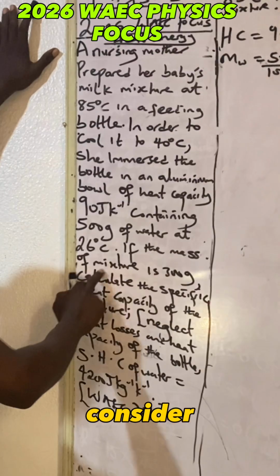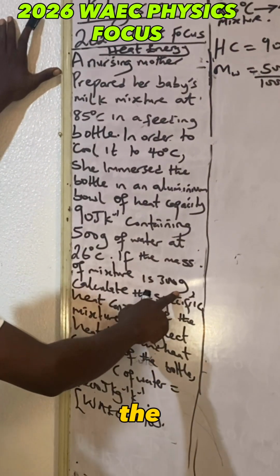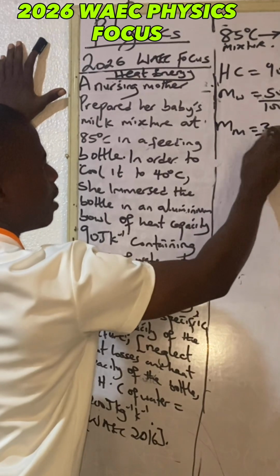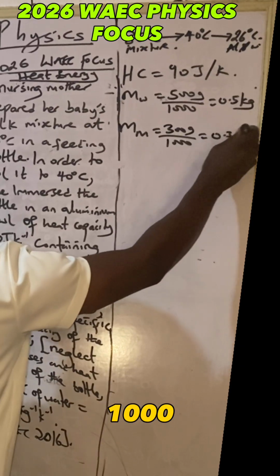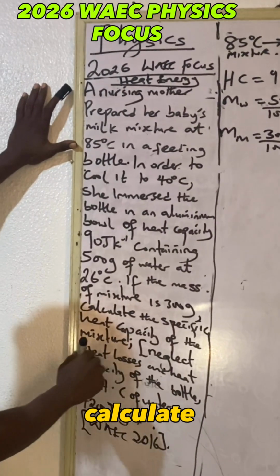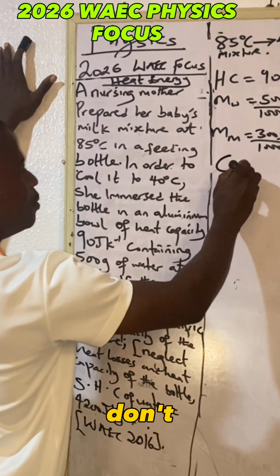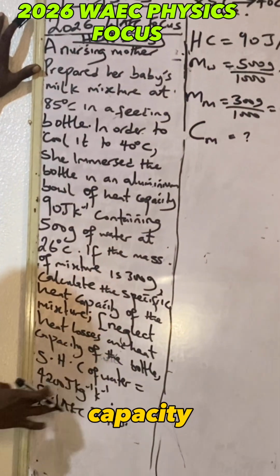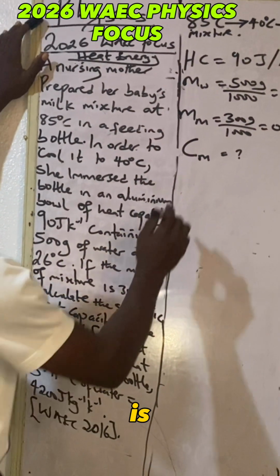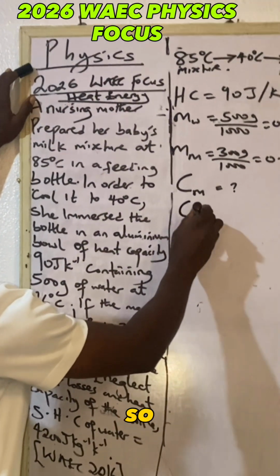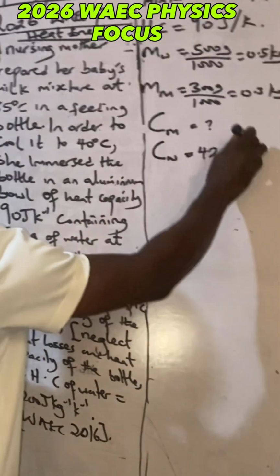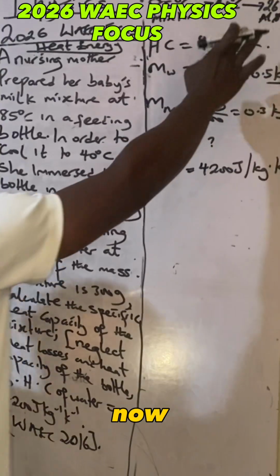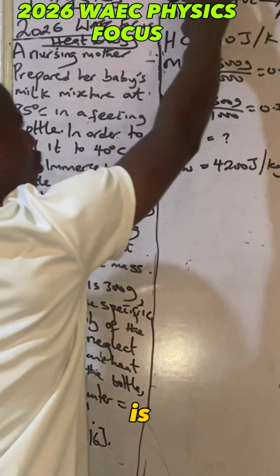So let's continue. If the mass of the mixture is 300 grams, 300 grams divided by 1000, 0.3 kilogram. Calculate the specific heat capacity of the mixture. So the c of the mixture is unknown. Let it lose heat, and the heat capacity of the bottle. The specific heat capacity of water is 4200 joule per kilogram per Kelvin. So this is what we are having now. So from our formula, I told you that this one is losing heat from 85 degrees Celsius going down.